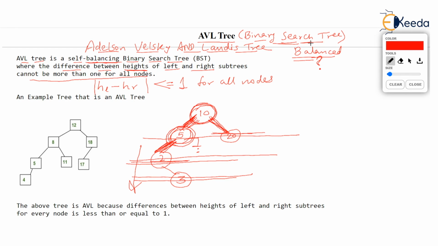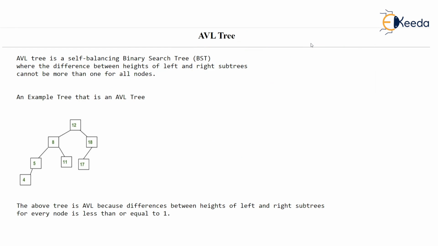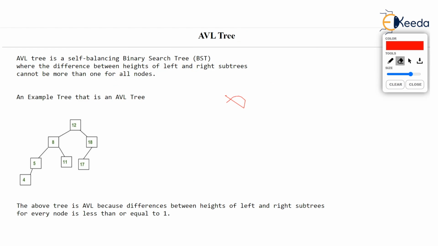Okay, let's revise this. Suppose I have a tree like this, and some values like 10, 8, 5, 2, and this can be 7. This is 20.